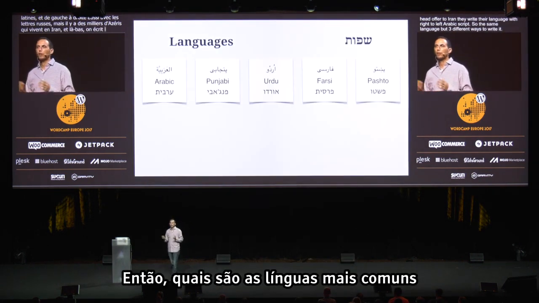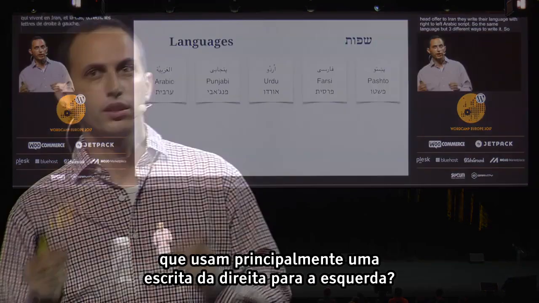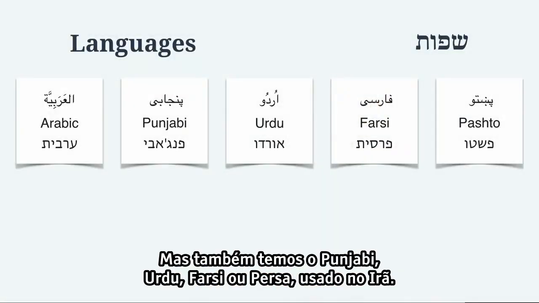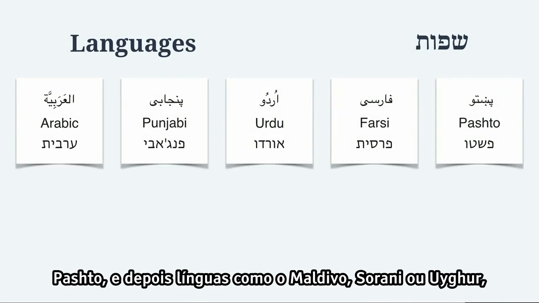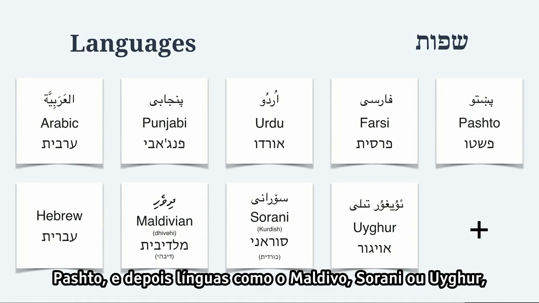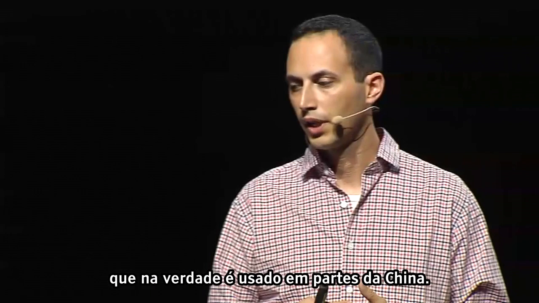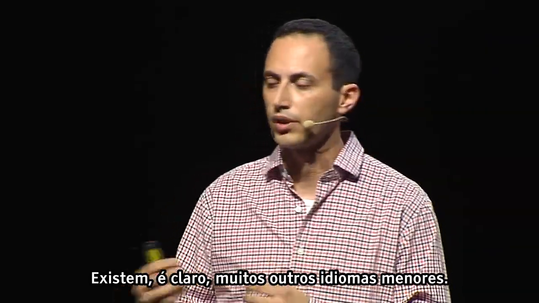So what are the most common languages that use primarily a right-to-left script? We, of course, got Arabic. It's the biggest one. But we also have Punjabi, Urdu, Farsi, or Persian, used in Iran, Pashto, and then languages like Maldivian, Sorani, or Uyghur, which is actually used in parts of China. There are, of course, many more smaller languages.